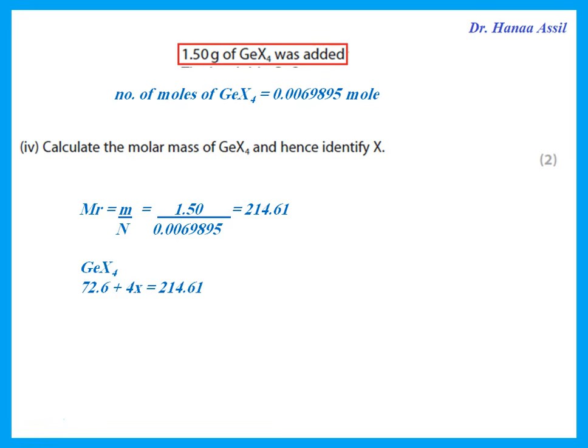So how can I get X? Well, the GeX4 has a total of 214. This includes the Ge, MR of germanium from the periodic table, and 4 times the MR of X. So I can calculate that the MR of X is 35.5. Looking at the periodic table, the one that has a mass of 35.5 is chlorine. So that means that my X was chlorine.